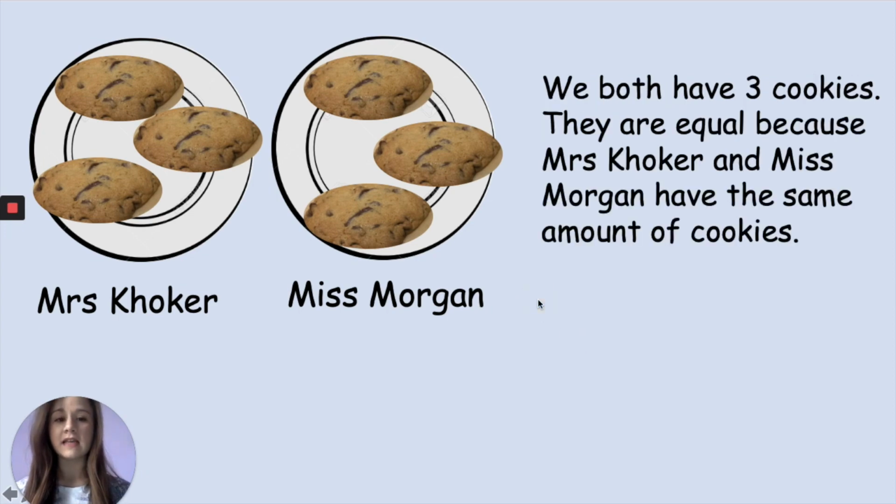The answer is we both have 3 cookies. 1, 2, 3 and 1, 2, 3. They are equal because Mrs. Coker and Miss Morgan have the same amount of cookies. We both have 3 each, so I have shared them equally.